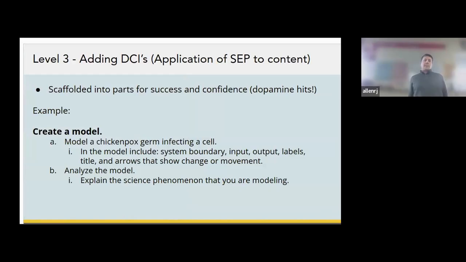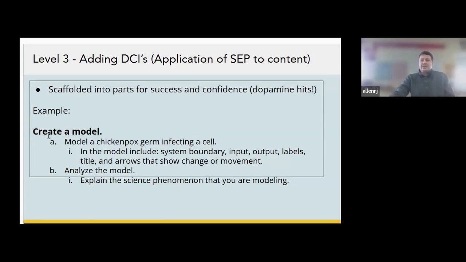So then once they have their level 2 down, they understand the definition, they know what those are. We have that common vocabulary. They know where the parts of the model are. Then we would add the DCIs in. And so it's scaffolded again into parts for success. I've been using Donkey Kong as the example, and how Jumpman has to go up the different levels, and sometimes the barrel hits him and he falls, and so they seem to like that.